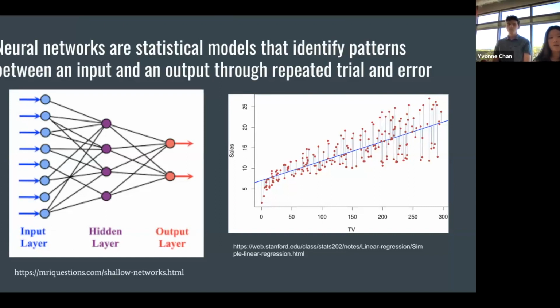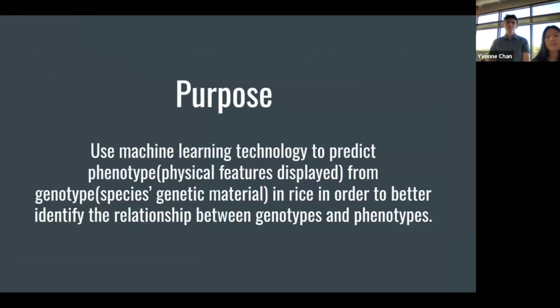Moving on to our purpose, our main purpose was to use machine learning technology to help predict phenotype, or physical features, displayed from genotype, a species' genetic material, in rice, in order to better identify the relationship between genotypes and phenotypes.